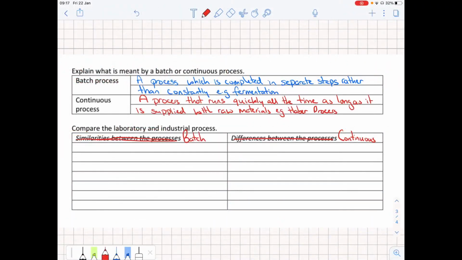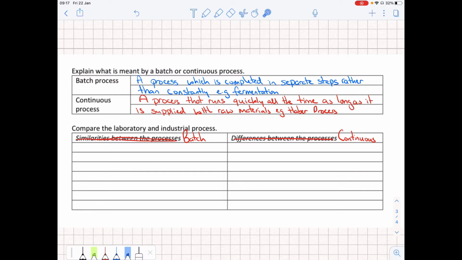In this video, we're going to have a look at the differences between batch processes and continuous processes. So first of all, let's give ourselves a couple of definitions to help understand what these words mean. A batch process is a process that's completed in a series of steps rather than continually running. A good example of this is fermentation. And the other example that you've been learning about is the laboratory preparation of ammonium sulfate. That would also be a batch process.